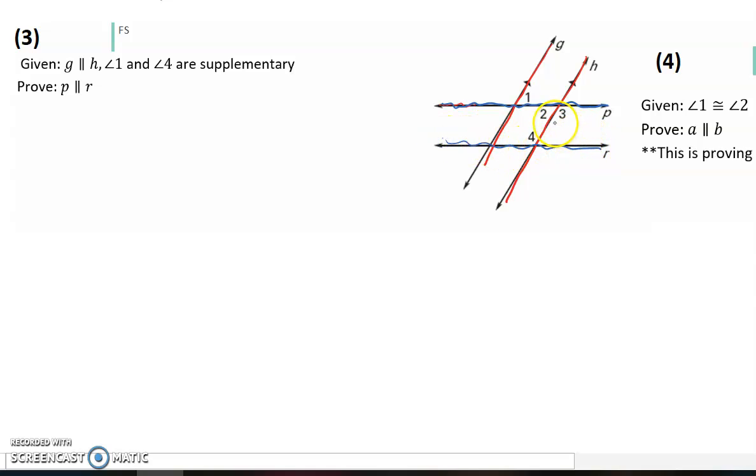In order to do that, I either need to prove that 2 and 4 are supplementary, or I have the option to prove 3 and 4 are congruent by alternate interior. So I actually have 2 ways. I can say 2 and 4 are supplementary. That would prove that they're parallel by same side interior. Or I need to prove 3 congruent to 4. So let's see.